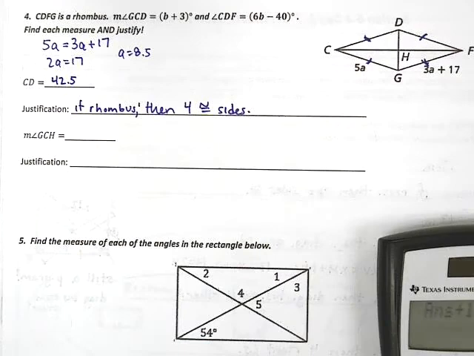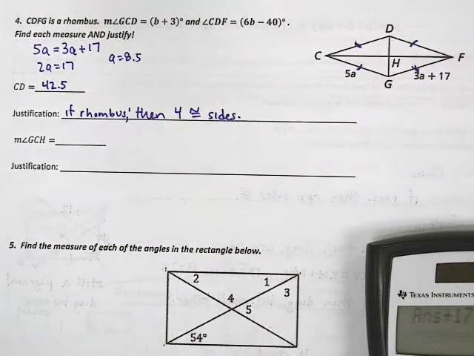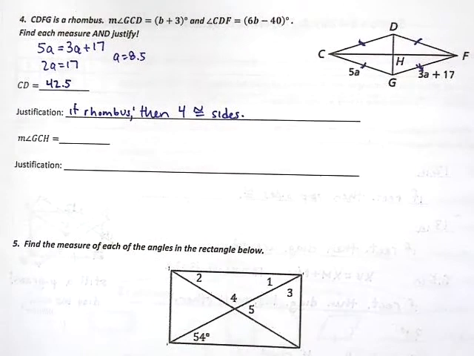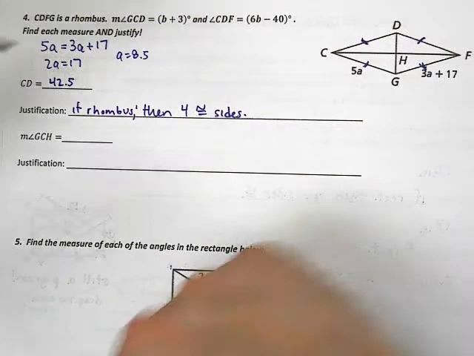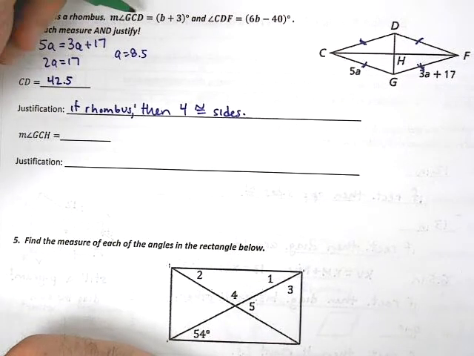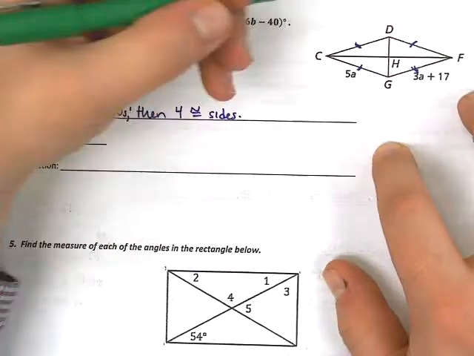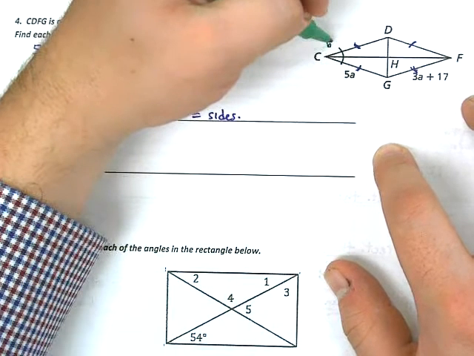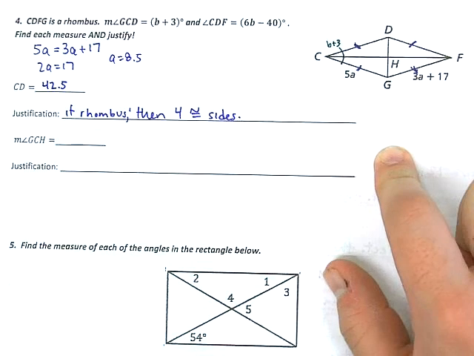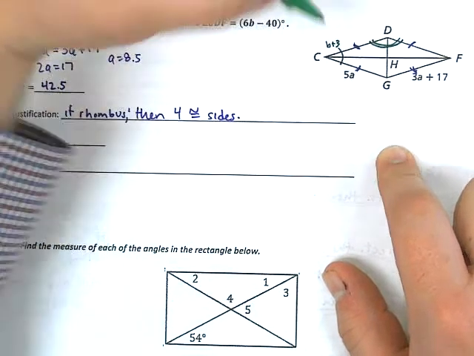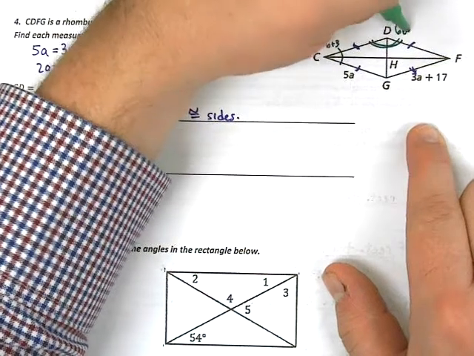Alright, now that's the easy part. The next part's a little tougher. The next part is definitely a little tougher. We need to understand what's going on here. Okay, so we're given, and I know it's not on the picture, but we were given that GCD is b plus 3. Alright, so GCD, which is right here, and I'm going to write is b plus 3. I also know CDF, this one right here, I'm going to use doubles just so you understand what I'm talking about here, is 6b minus 40.